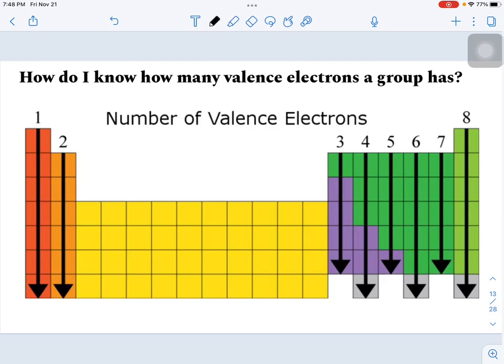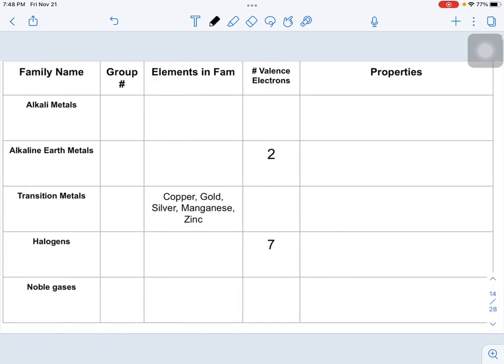Look at this chart. So what we need to do right now is fill out this table, and you probably want to use a periodic table because we're going to need it, because we're dealing with the family. So group number 1, the alkali metals, they're in group 1. Let's talk about the elements in that family. We have lithium, sodium, potassium, rubidium, cesium, and francium, right? They all have 1 valence electron.